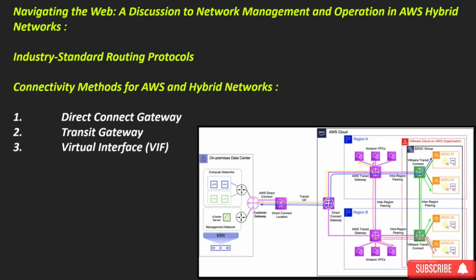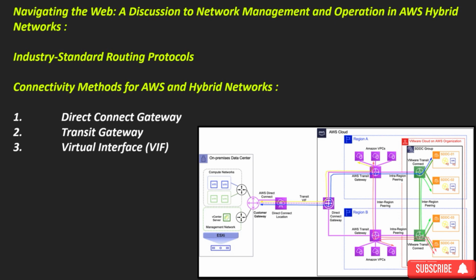In AWS hybrid networks, industry standard protocols such as Border Gateway Protocol, shortcode BGP, over Direct Connect are commonly used. BGP ensures a dynamic and efficient routing process, particularly beneficial in scenarios where multiple paths exist between networks. So understanding and implementing BGP is very crucial for maintaining optimal connectivity in AWS hybrid environments.